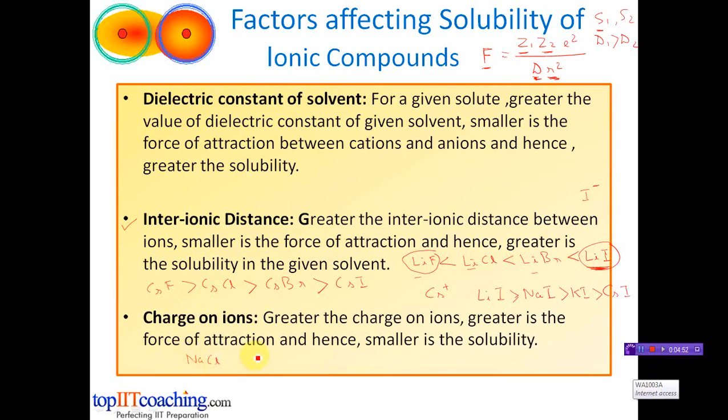Let's take an example. Sodium chloride, magnesium chloride and aluminium chloride. Sodium has a +1 charge, chlorine has -1, magnesium has +2, aluminium has +3 in these ionic compounds. The order of solubility is this: sodium chloride more soluble than magnesium chloride, which in turn is more soluble than aluminium chloride. Here, charge on ions increase as we move from sodium chloride to aluminium chloride, and hence the solubility decreases in the same order, with sodium chloride being the most soluble and aluminium chloride being the least soluble among the three.